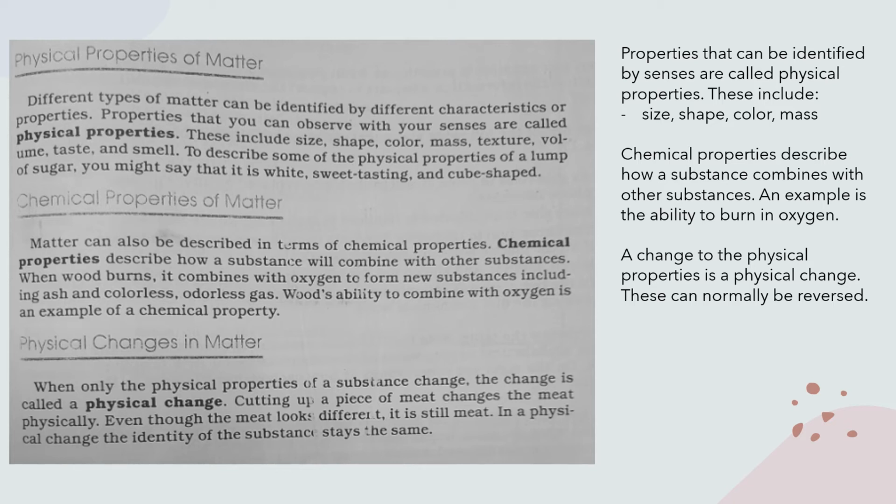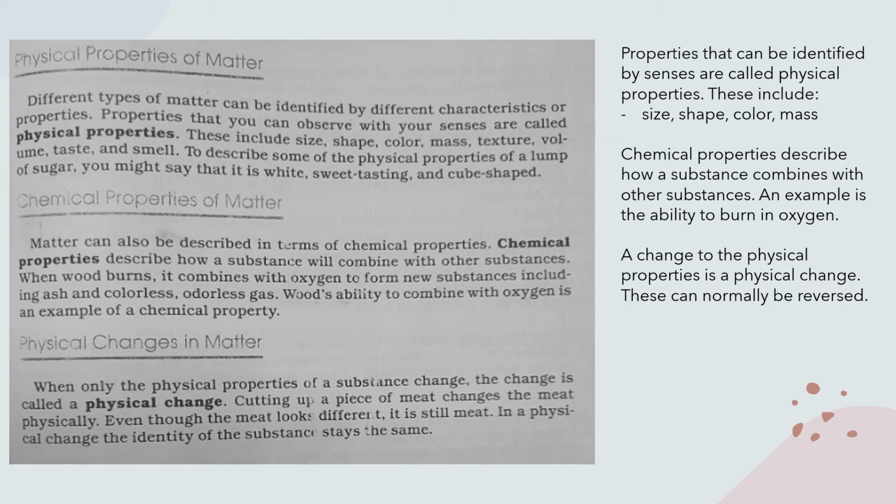Now, a physical change is quite easy to identify. Physical changes are things that you will see with your eyes or notice with one of your other senses. For example, if you have a piece of meat and you cut the piece of meat into smaller pieces, well, the meat is still meat, but you've changed the shape, and you can see the change of shape with your own eyes. Many physical changes can actually be reversed. Chemical properties tend to be irreversible.